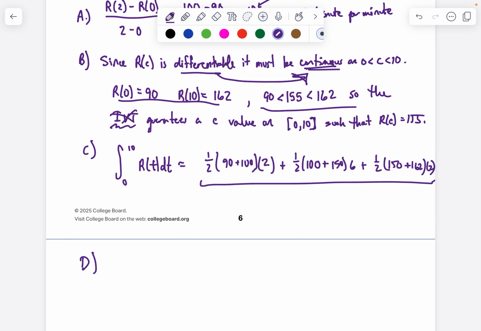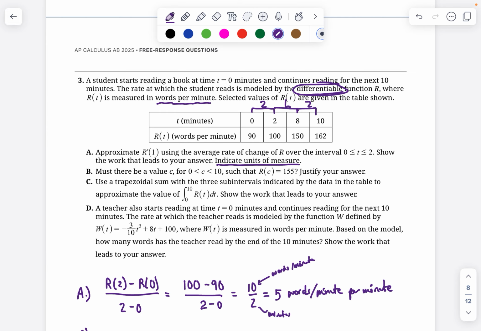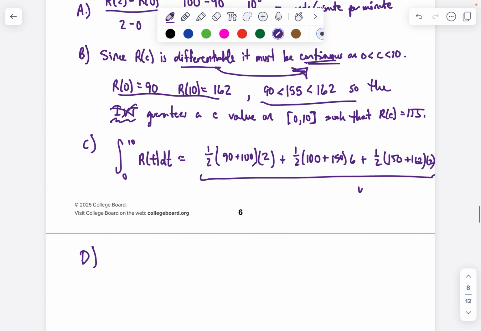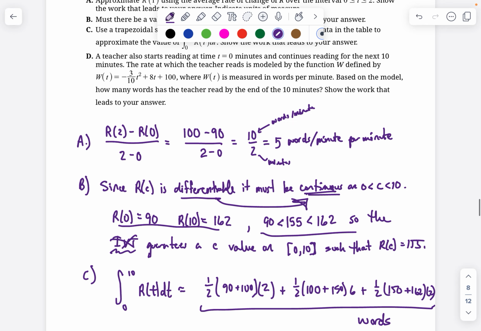Just be done, okay? If it did say that it wanted the units, then in this case, because we're adding up the area under R of t, words per minute, this would be words, right? This is the total words over those 10 minutes. But again, they don't even bother to ask that, but you could certainly write words if you wanted.